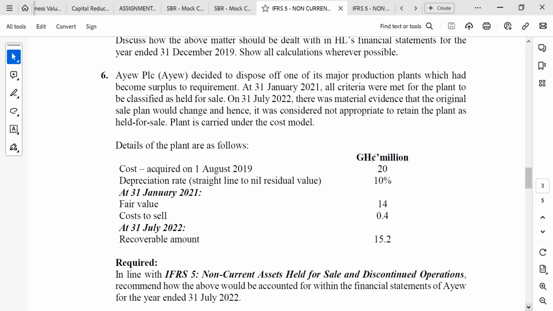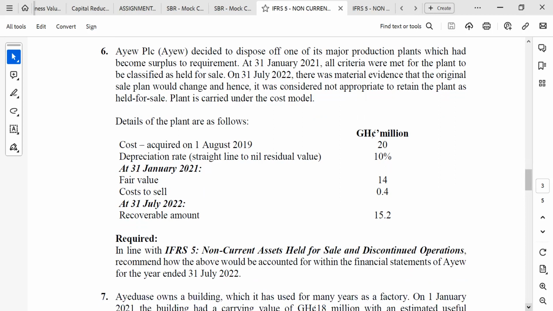Okay. Thank you. So when was the decision made to classify the asset as held for sale?